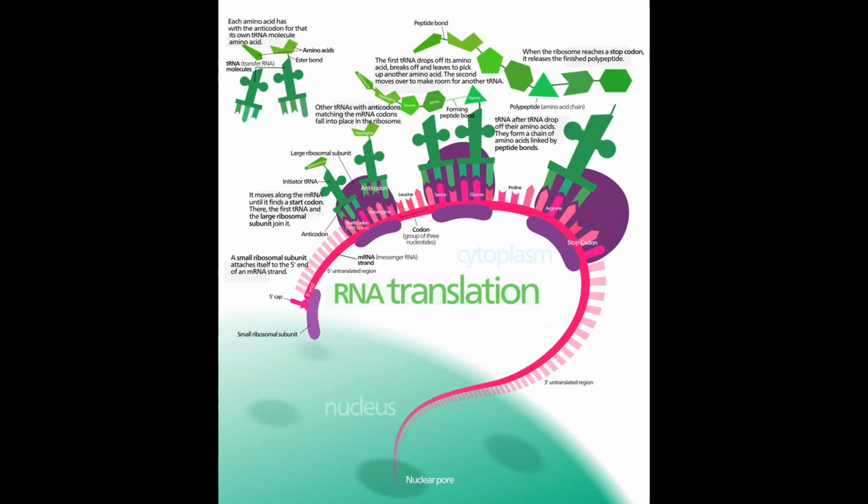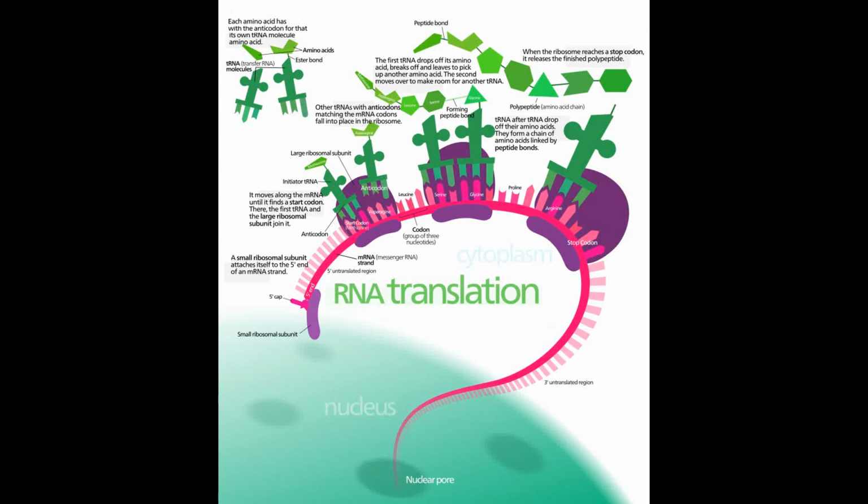The second stage is called translation. Once in the cytoplasm, the mRNA moves to the ribosome. The ribosome is composed of 2 subunits of rRNA. There is a groove between these 2 subunits. The first codon enters the ribosome and binds to the P site.